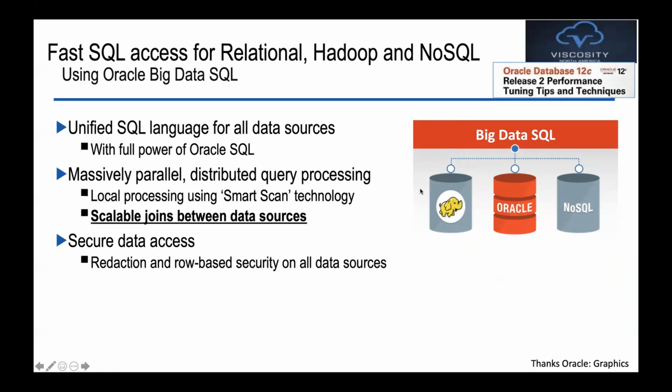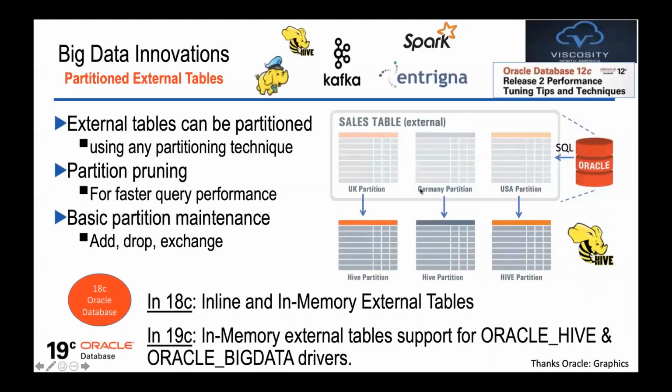Also in 12.2 is Big Data SQL. You want to go to Hadoop from a secure portal place through Oracle to Hadoop, through Oracle to a NoSQL database. That's how you get security in these other data stores. Oracle also in big data, now external tables can be partitioned. So now they can be much faster by breaking them up into pieces. And you can see some new additions in 18 and 19 as well.